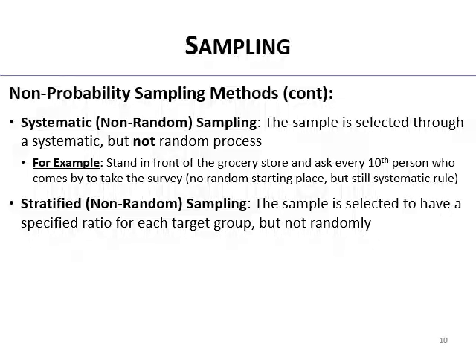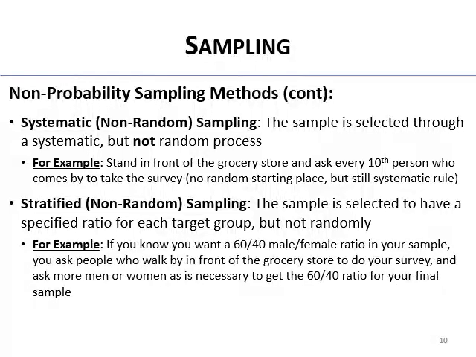There's also stratified non-random sampling, and this is when the sample is selected to have some specified ratio for each target group, again, but not randomly. So you want a 60-40 female ratio in your sample. You ask people who walk by in front of the grocery store to do your survey, and ask more men or women as necessary until you get that 60-40 ratio in your final sample, but you're not turning people away. That's how it differs from quota sampling. With quota, once they get their number, they're done with that group. Here you keep enrolling until you get that 60-40.